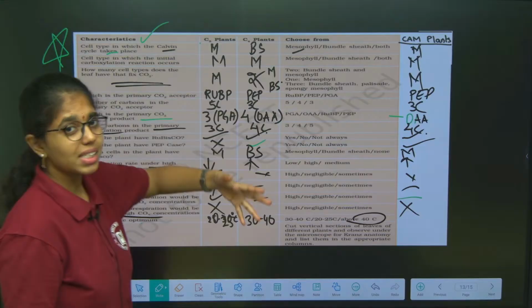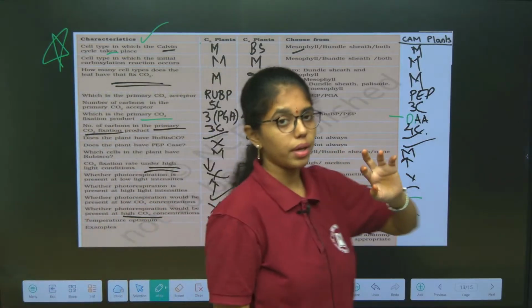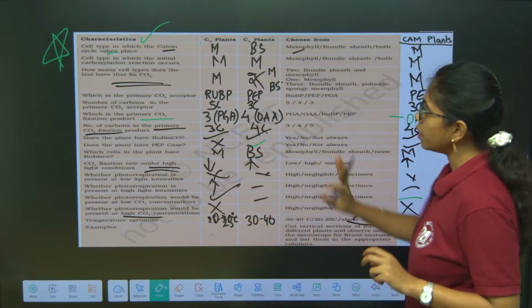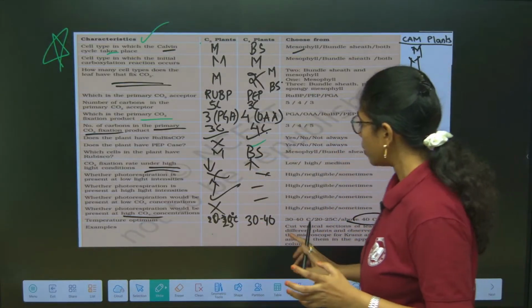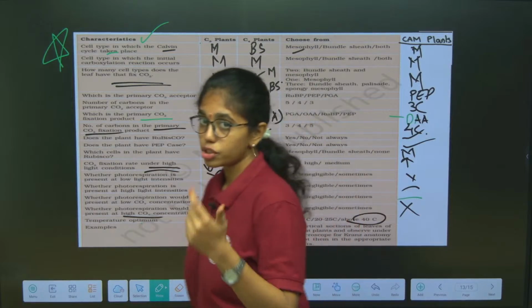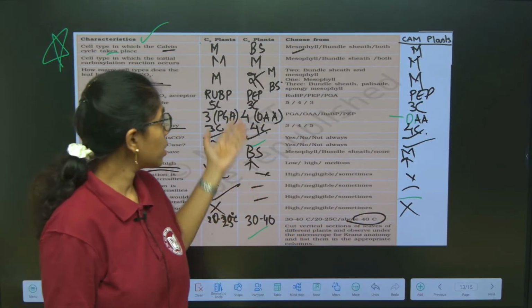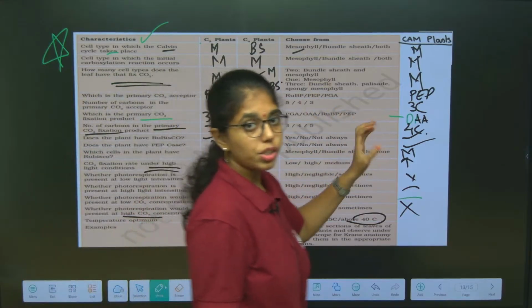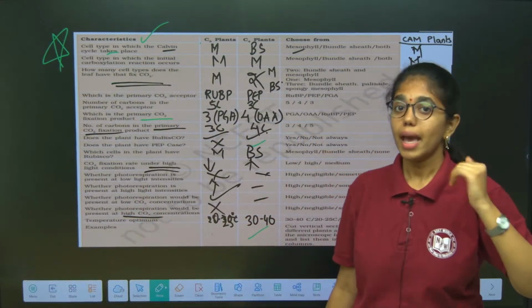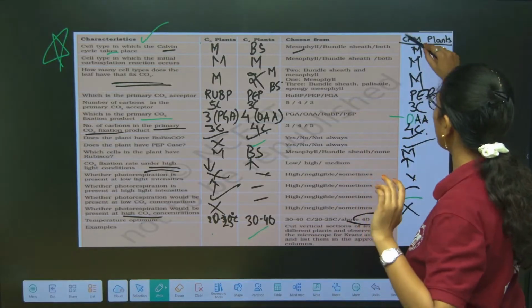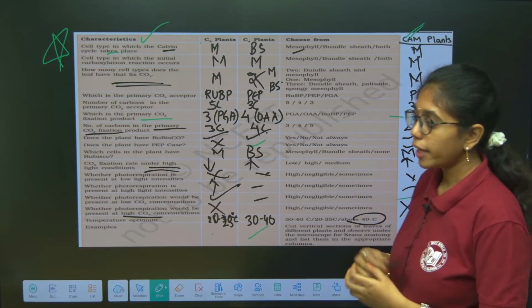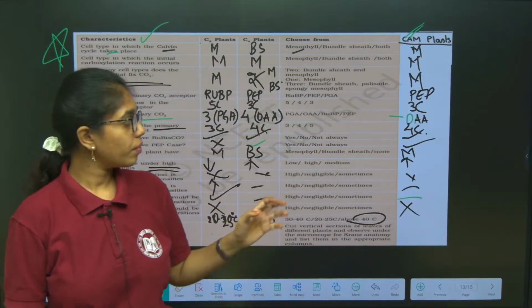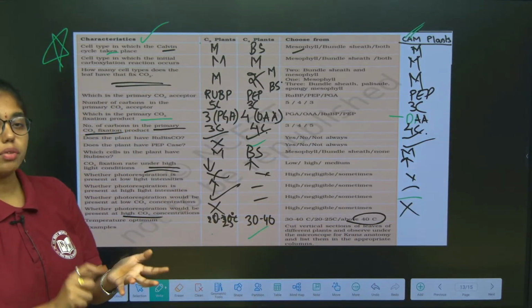C3 plants, best examples can be tomato, bell pepper, rice, wheat. These are what? C3 plants. Whereas C4 plants, which are tropical plants, can be sorghum, maize, sugarcane, amaranthus. These are the best examples of C4 plants. CAM plants: opuntia, cactus, epiphytes, all these belong to CAM plants, like those plants which belong to the Crassulaceae family. Okay. So, with this we are done with C3, C4 and CAM.